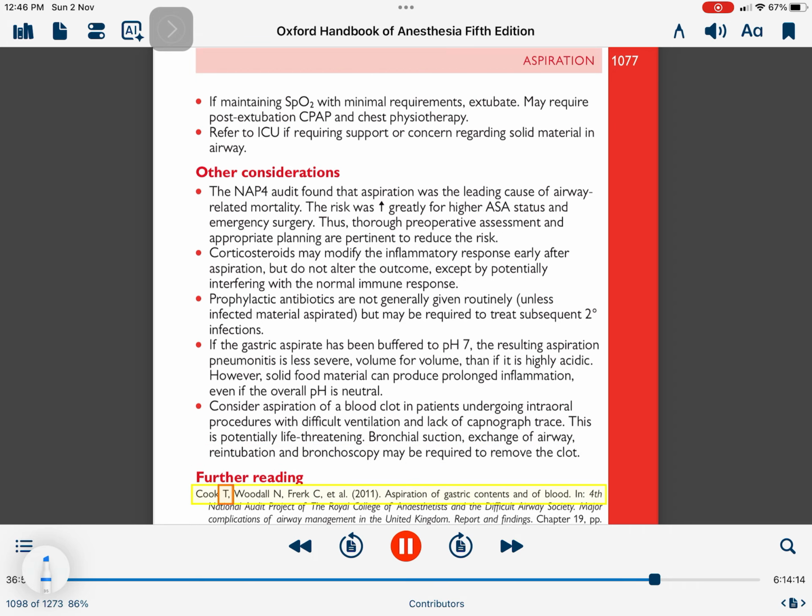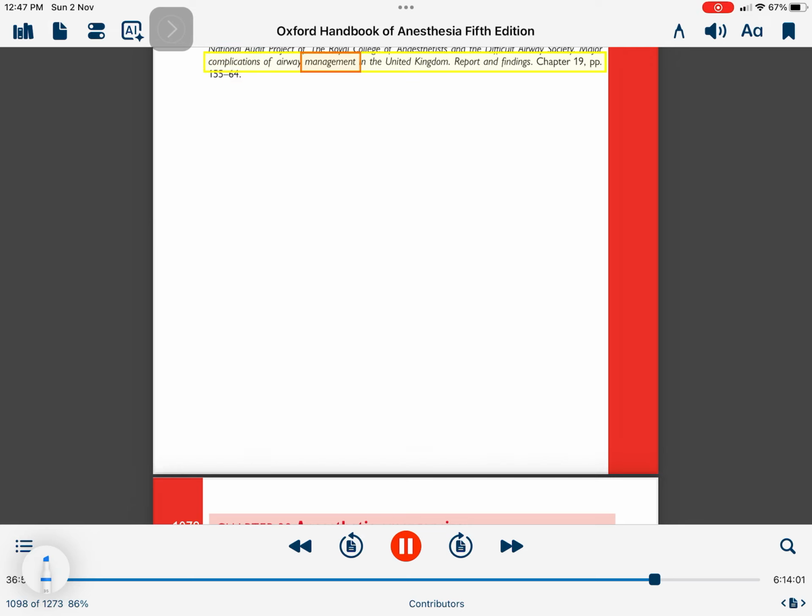Further reading: Cook T., Woodall N., Frerk et al. Aspiration of gastric contents and of blood. In 4th National Audit Project of the Royal College of Anaesthetists and the Difficult Airway Society. Major complications of airway management in the United Kingdom. Report and findings. Chapter 19, pages 155-64.